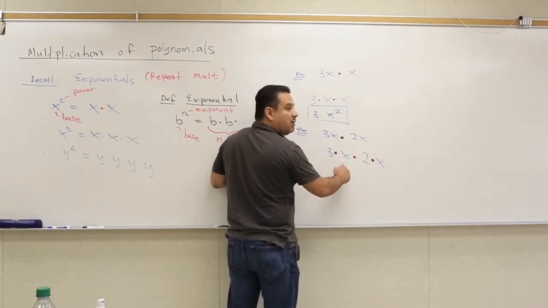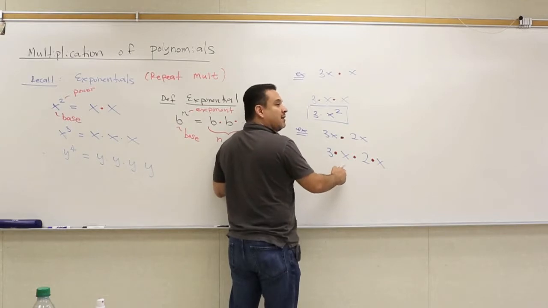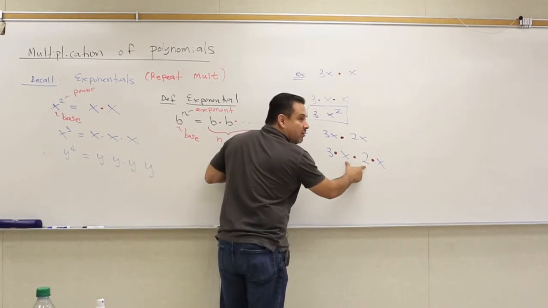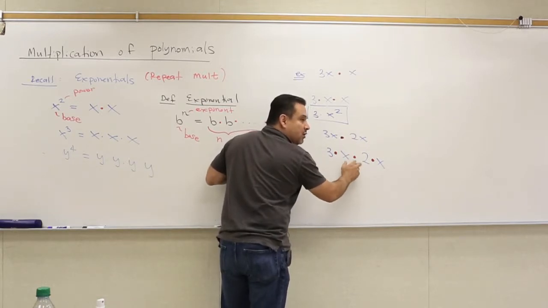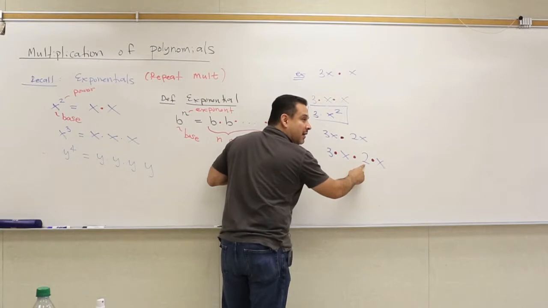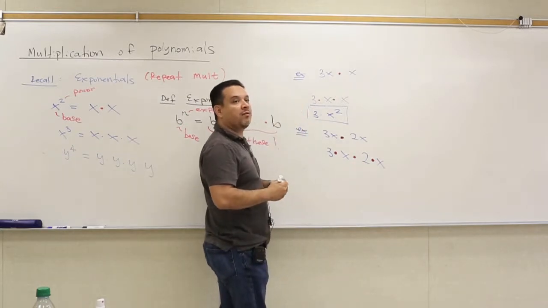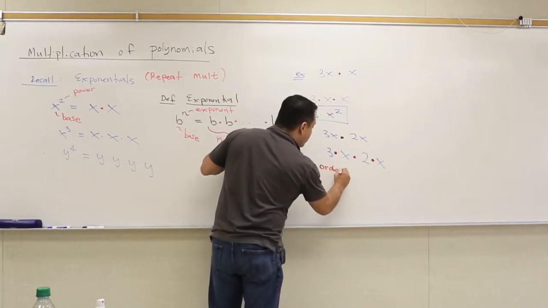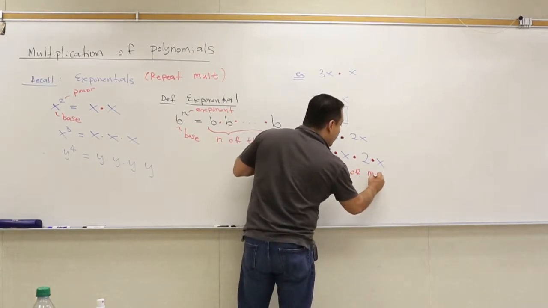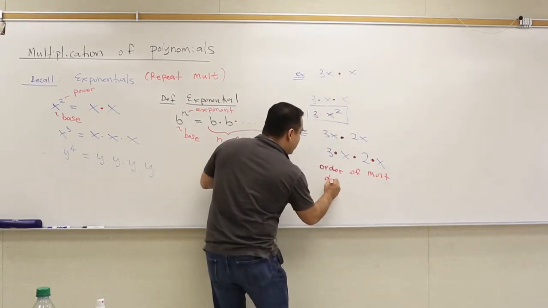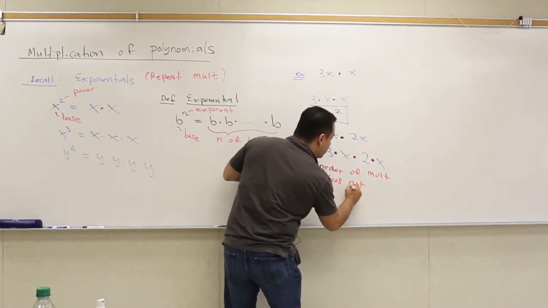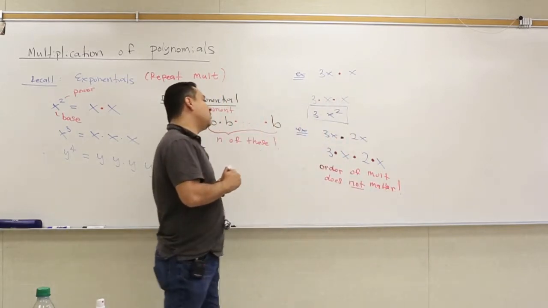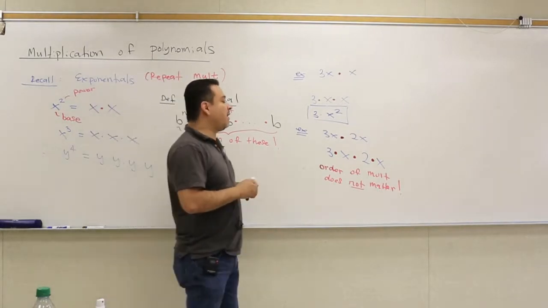So I want to switch it in a way that helps me write this in a simpler way. Meaning, I'm going to switch these two, my x and my 2. I'm going to change their positions, putting 2 first and then x second, because the order in which I multiply does not matter. I'm going to write that down: the order of multiplication does not matter. So I'm going to switch the order of x and 2.